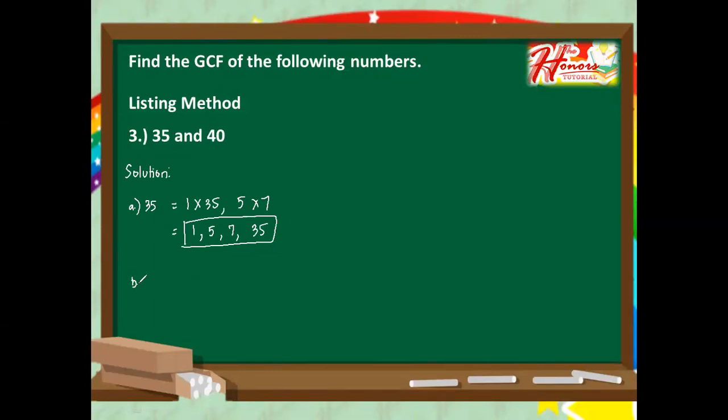Next, letter B. Letter B, we have here 40. For 40, think of two numbers that when you multiply is equal to 40. That is 1 times 40. 2 is possible. 2 times 20. 3 is not possible. 4 is possible. 4 times 10. 5 is also possible. 5 times 8.